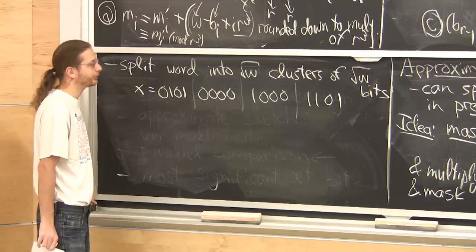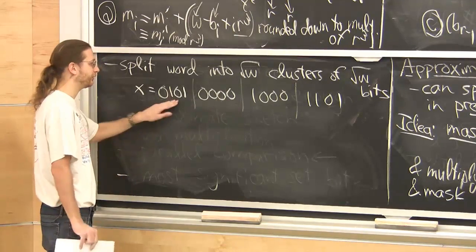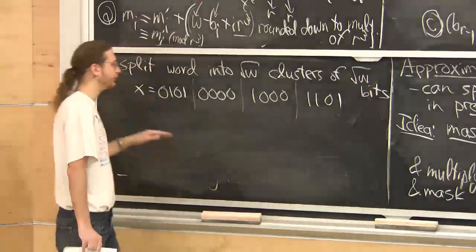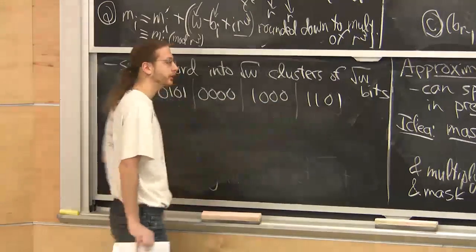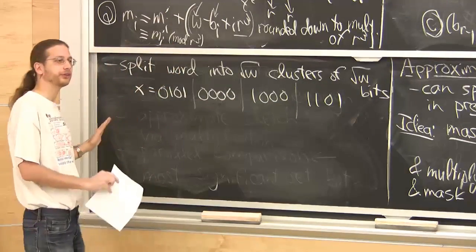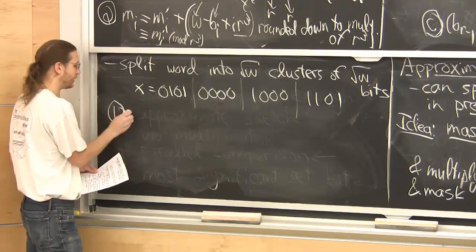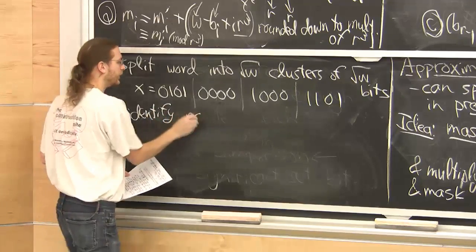Actually, the hard part, or the messy part, is finding which clusters are empty, which clusters are not. This cluster is not empty. This cluster is empty. These are non-empty. So I want the summary vector, which is 1, 0, 1, 1. Claim: if I can do that, everything else is easy. So let's spend some time on identifying non-empty clusters.